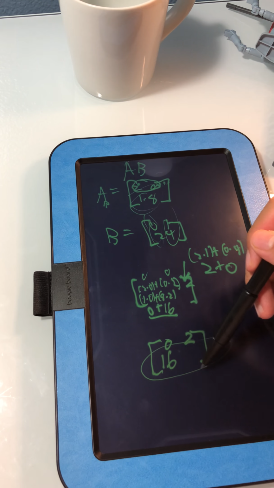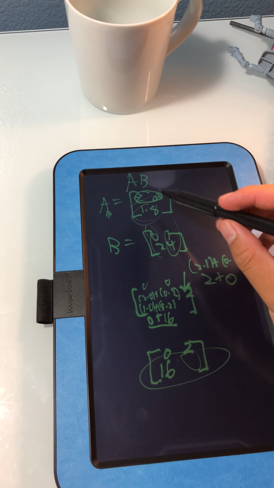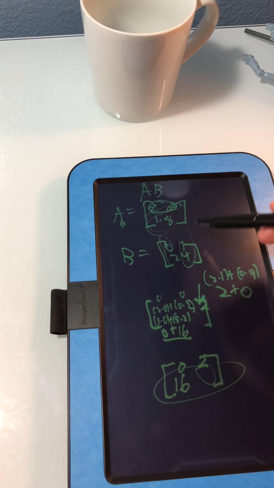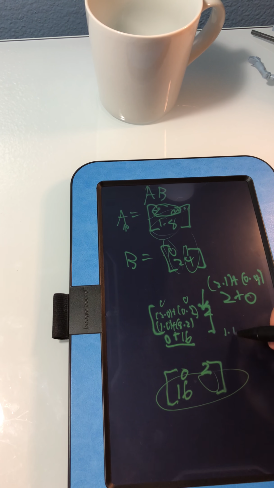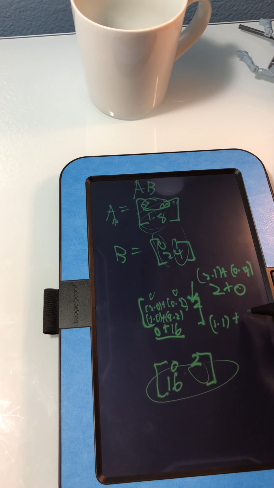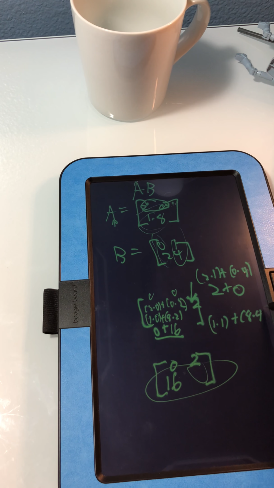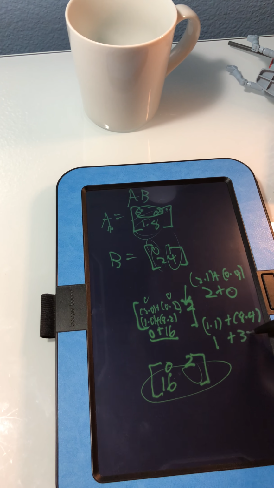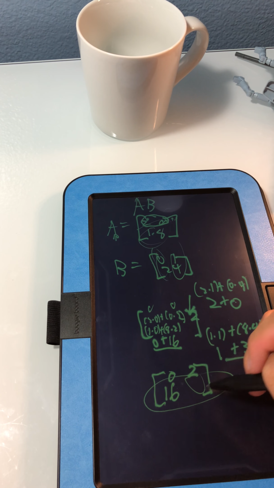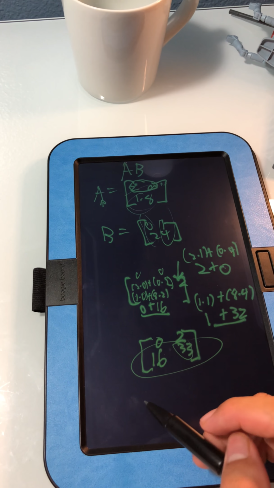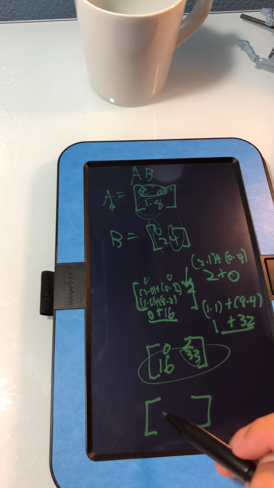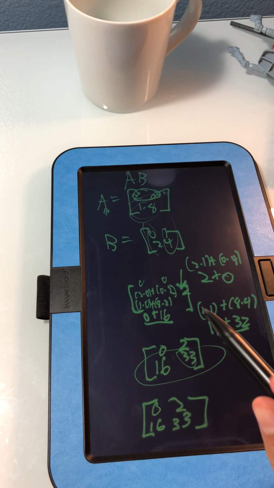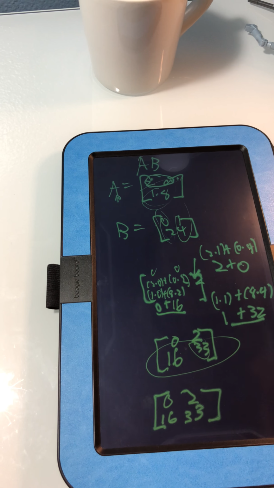And now, finally, to get the last thing, you take the last row by the last column. So it would be 1 times 1 plus 8 times 4. 1 times 1 equals 1, and 8 times 4 equals 32. You add 1 and 32 together, and you get 33. So your solution should be 0, 2, 16, 33. Keep in mind you cannot change the order of any of this.